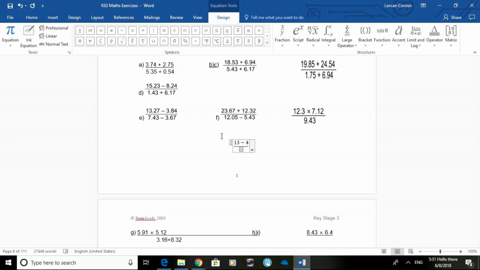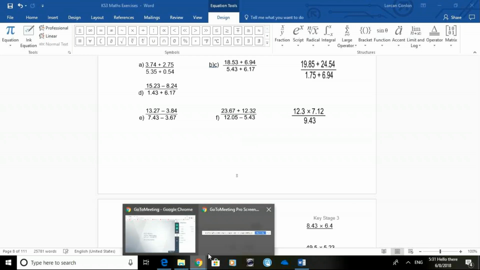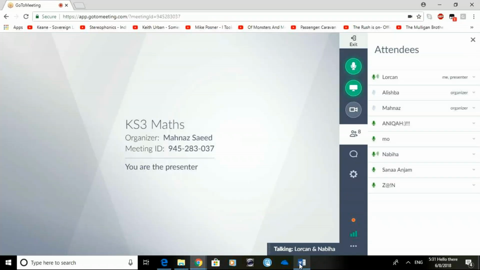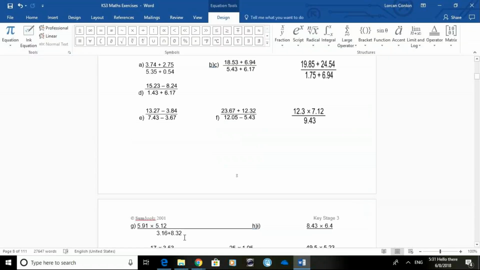Yep. I got a top-heavy fraction. Should I turn it into a mixed number? If you can, that'd be brilliant.